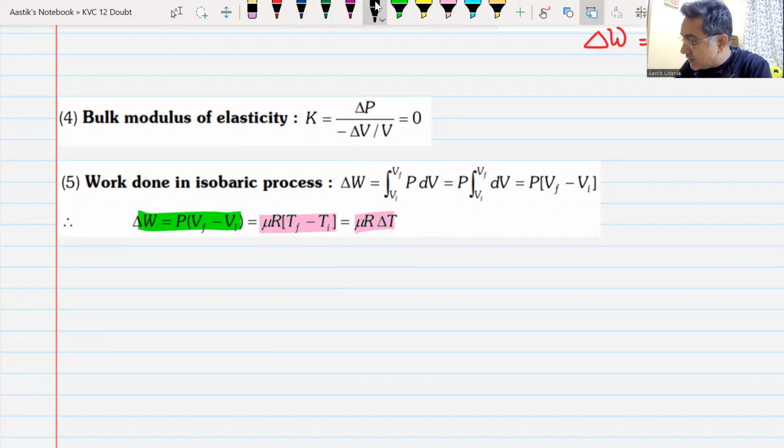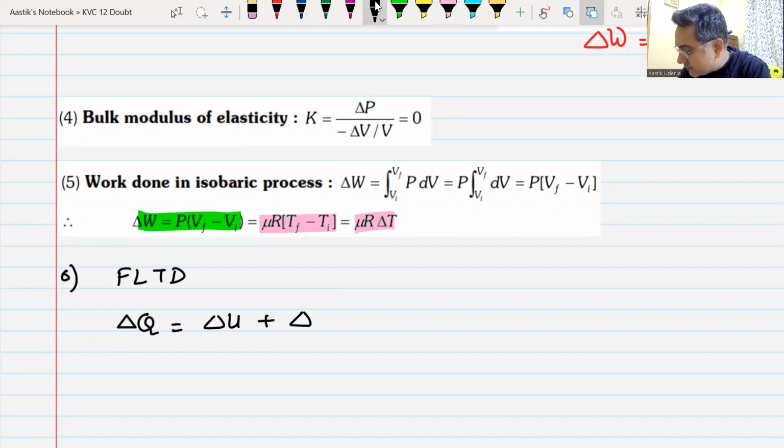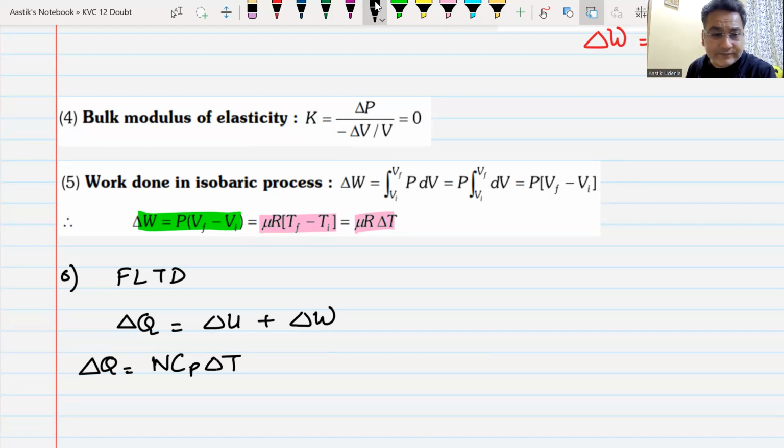The next point is the application of FLTD. Now, if I apply FLTD here, what will I get? Delta Q. Please first understand what I'm writing, then I will give you time to write it. Delta Q is equal to delta U plus delta W. Now remember, for every process, I can write the value of delta Q. Delta Q for this process can be written as nCp delta T. Do we understand this, or is it going above our heads? Delta U for any process can be written as what?